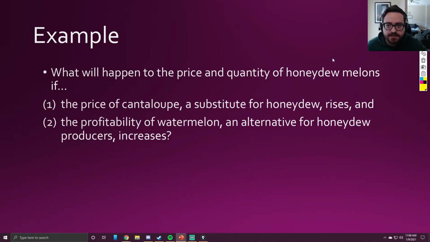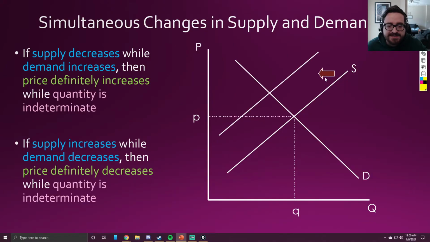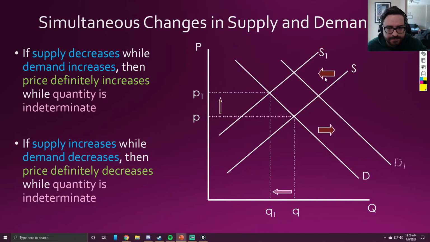Now, if you move them in different directions, say that I decrease supply and I increase demand, then what happens is actually the opposite. My price, I can actually very easily tell what happened to it. I started here and I ended up here. My price is significantly higher than before. My quantity looks like it didn't change, so that becomes indeterminate.